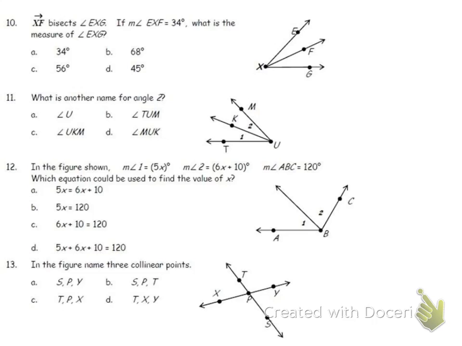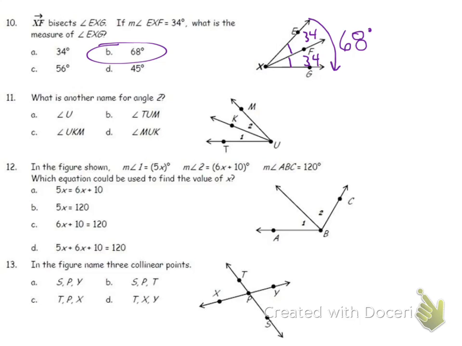Number 10, we have bisects again, another important way to pay attention to. EXF is 34. I need to find EXG. EXG is the whole thing. If it bisects, they're both 34. My total is 68 degrees.